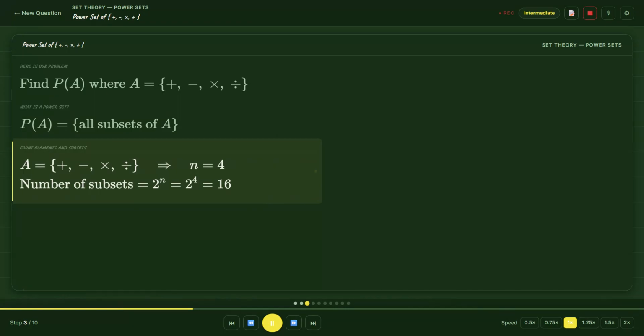Let's count. Our set has 4 things in it. There is a cool trick. The number of subsets is always 2 raised to the number of things. So 2 times 2 times 2 times 2 equals 16. We will have 16 little groups.